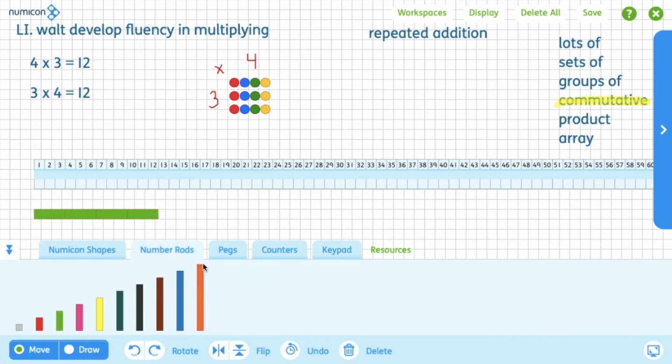And we can check with the number rods. We can have 3 lots of 4 here, and we can check them in the number track. And I'll just put my 4 lots of 3 underneath it just to show you that they are in fact equivalent. Okay, they're not equal because 4 groups of 3 and 3 groups of 4 are not the same thing, but they do result in the same answer because of the commutative law of multiplying.